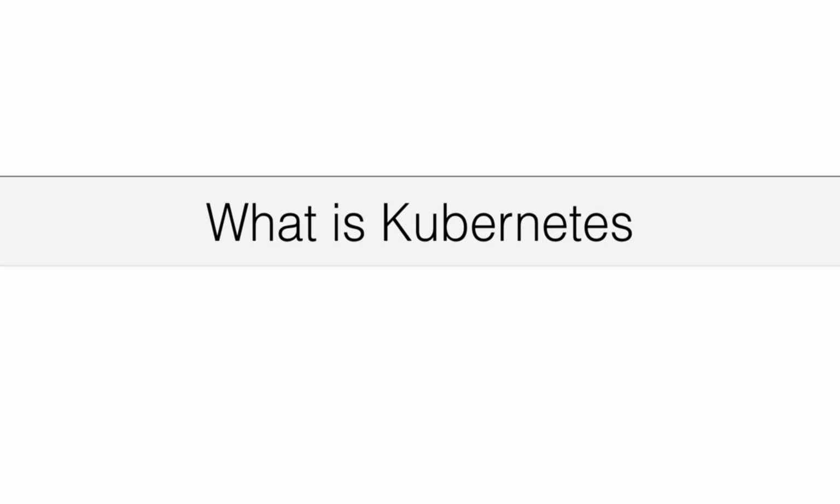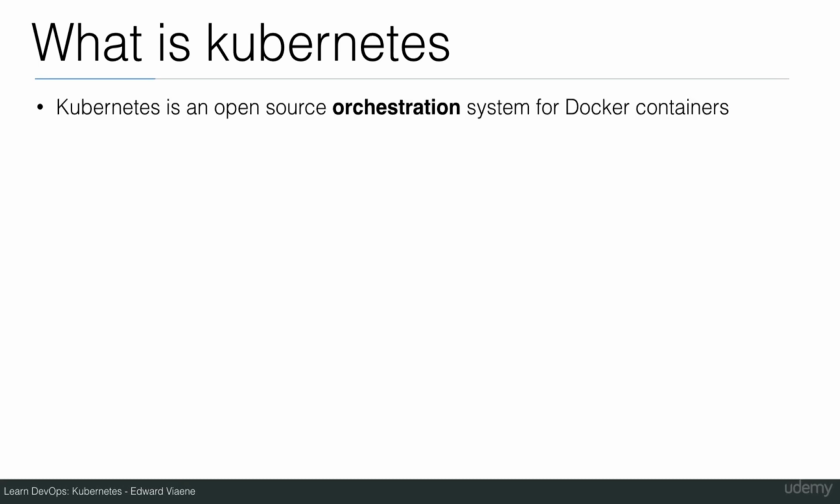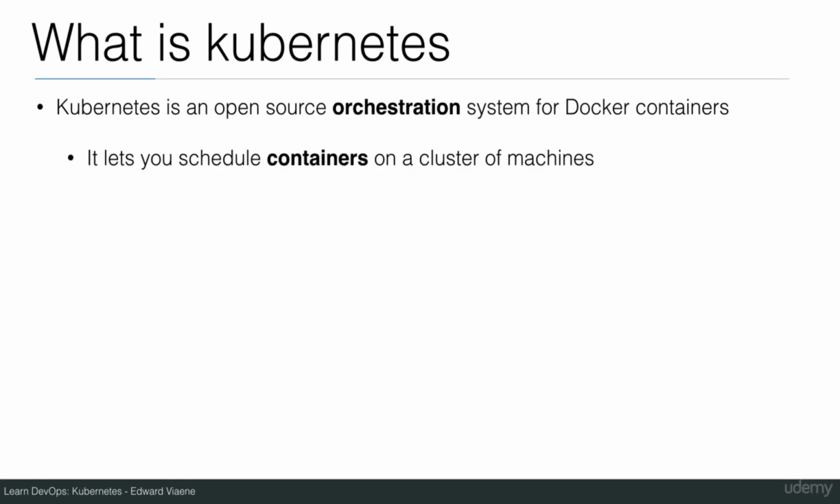I will first start with an introduction. What is Kubernetes? Kubernetes is an open source orchestration system for Docker containers. It lets you schedule containers on a cluster of machines.